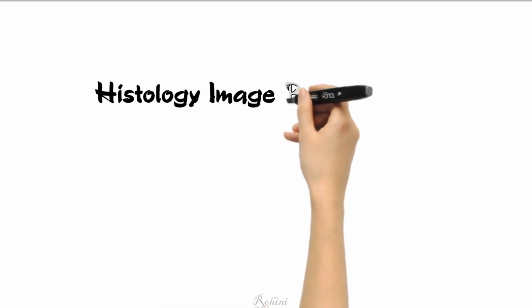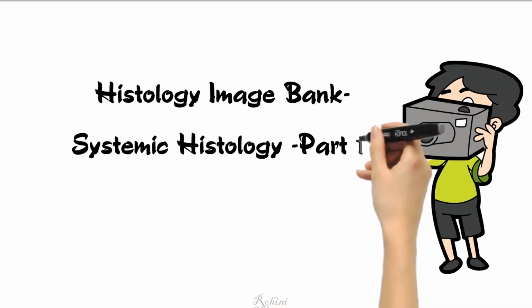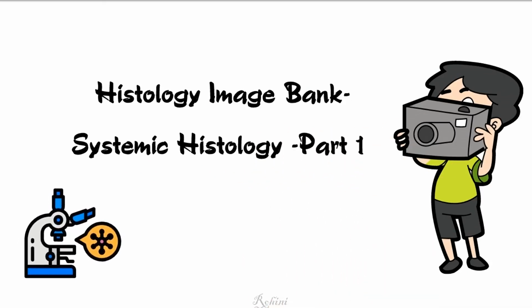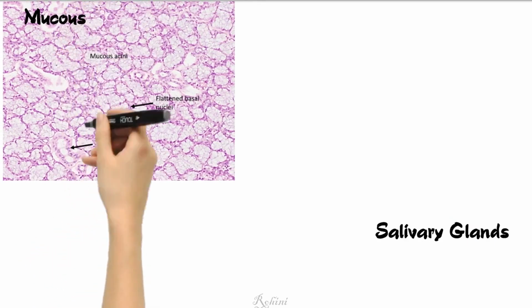These are photomicrograph images of H&E stained systemic histology slides. The slide of mucous salivary gland is identified by the light hematoxylin stain and the flattened basally located nucleus in the tall columnar cells.